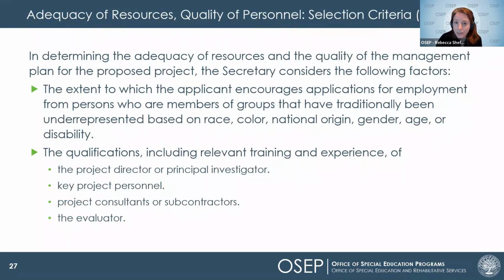In determining the adequacy of resources and quality of personnel, the Secretary considers the following factors: the extent to which the applicant encourages applications for employment from persons who are members of groups that have been traditionally underrepresented based on race, color, national origin, gender, age, or disability. The qualifications, including relevant training and experience, of the project director or principal investigator, key project personnel, project consultants or subcontractors, and the evaluator. This includes the independence of the external evaluator.